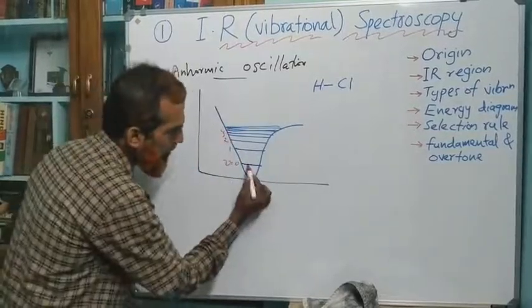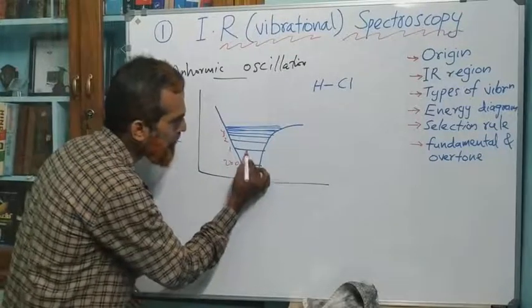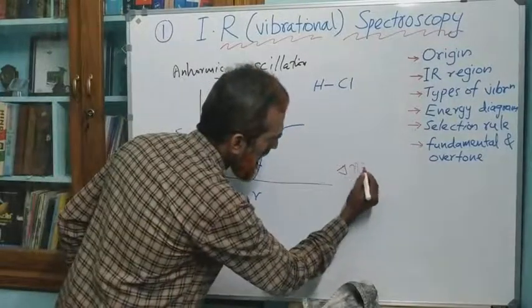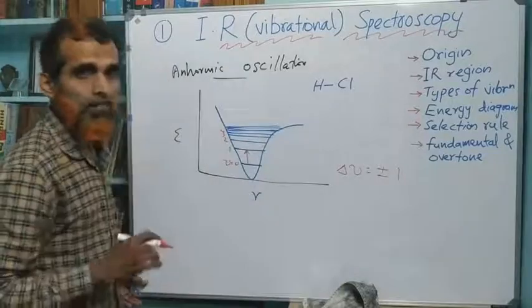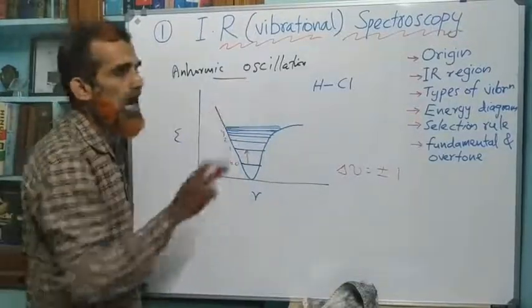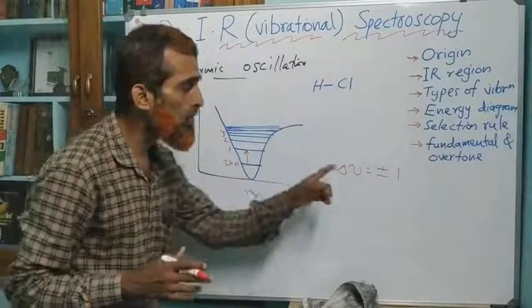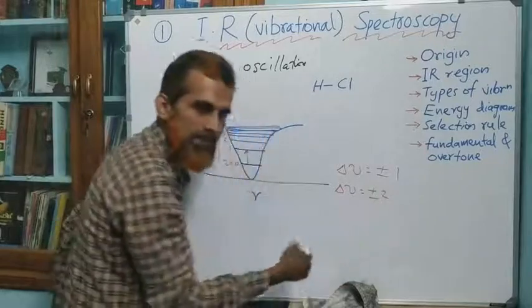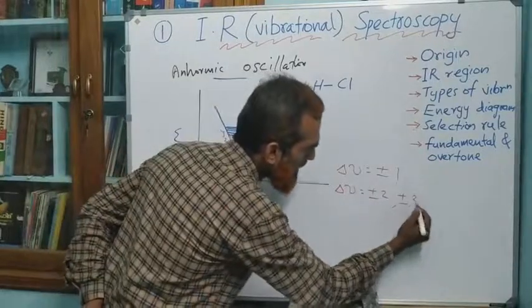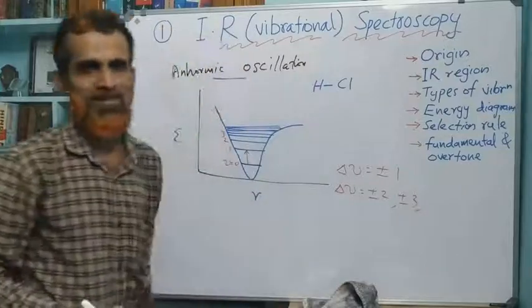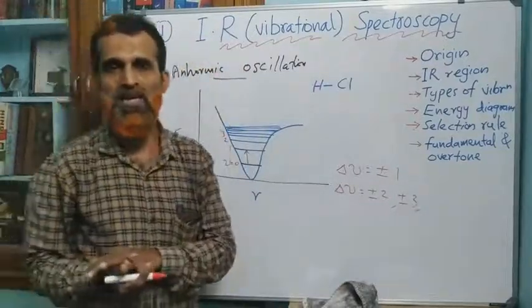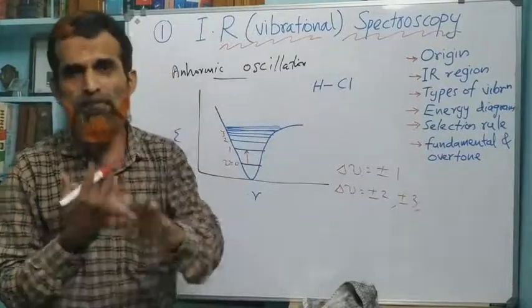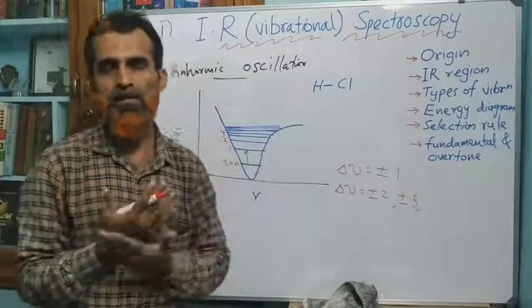In this case, if a molecule is in nu 0 state, it can go to 1. That is the selection rule here, delta nu equals plus or minus 1. But in addition, in the case of anharmonic oscillations, the selection rule is not only this. There is also delta nu equals plus or minus 2. Transition is also possible. Plus or minus 3, etc. That is the difference. In the case of anharmonic oscillation, the selection rule is a little more relaxed. More transitions are possible.